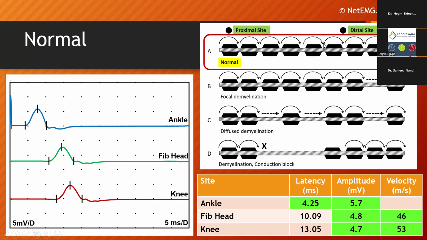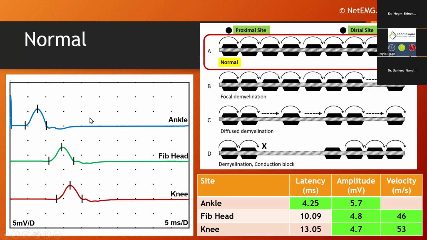And you can see the saltatory conduction. This is my distal stimulation site. This is my proximal stimulation site. The muscle is somewhere over here. And I'm going to pretend that we are stimulating a fibular or peroneal nerve. This is the distal response at ankle, below fibular head, and above fibular head. The waveforms are remarkably similar in their appearance. The latency is normal. The amplitude decreases very slightly, and the conduction velocity is also normal.